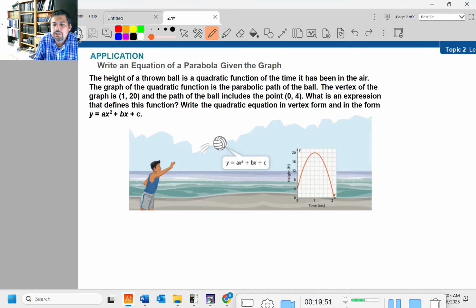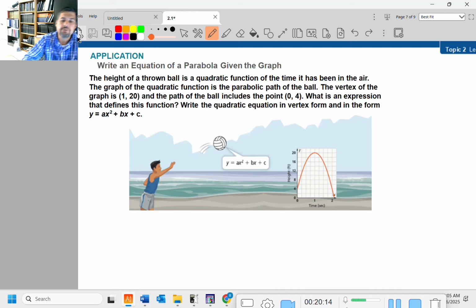Write an equation of a parabola given the graph. The height of a thrown ball is a quadratic function of the time it has been in the air. The graph of the quadratic function is the parabolic path of the ball. The vertex of the graph is at (1, 20) and the path of the ball includes (0, 4). What is the expression that defines this function? Write the quadratic equation in vertex form and in the form y equals ax squared.